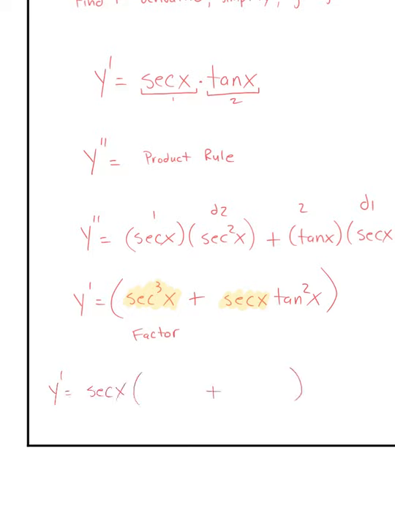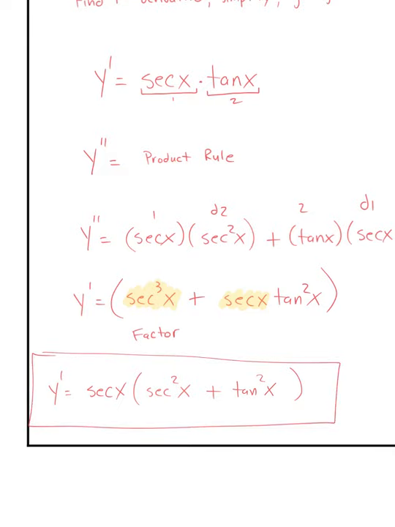Then you rewrite the binomial and you divide. I divide this term by this term and put it here. Secant cubed of x divided by secant of x gives me a secant squared of x. And then when I divide this term, secant of x tangent squared of x, by my common factor, the secants cancel out, and I'm left with a tangent squared of x. And that is as far as you need to go. Thanks, calculus.